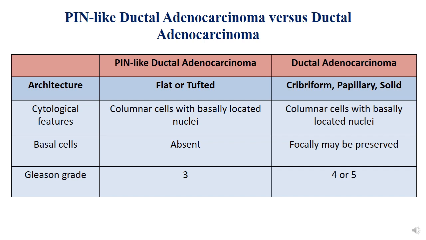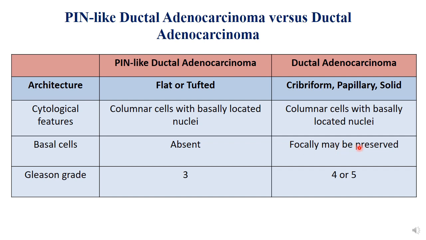A very important point to keep in mind is that cribriform or papillary morphology, and even prominent micropapillary morphology, is not compatible with the diagnosis of PIN-like ductal adenocarcinoma, while ductal adenocarcinoma typically has a cribriform, papillary or solid morphology. Both of them are going to have a similar lining epithelium, so that's not a reliable feature. Importantly, PIN-like ductal adenocarcinoma is characterized by complete absence of basal cell markers, while in ductal adenocarcinoma, basal cells may be focally preserved.